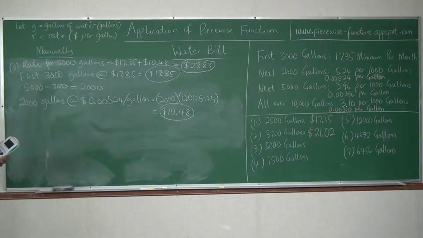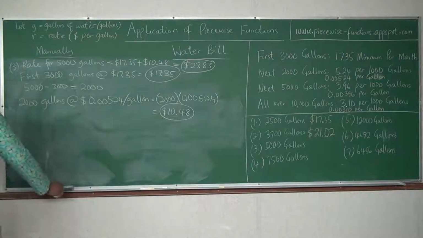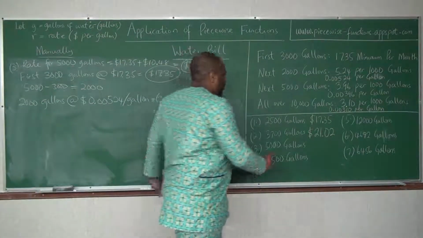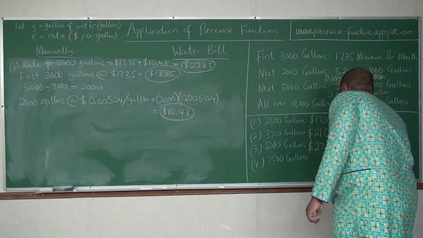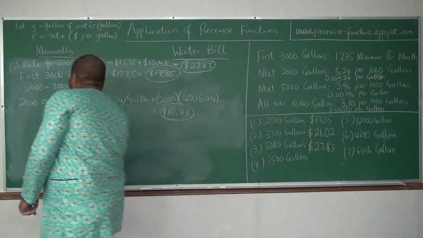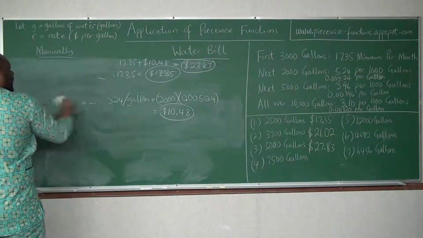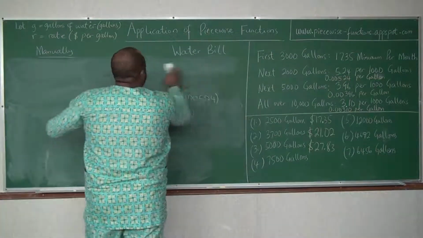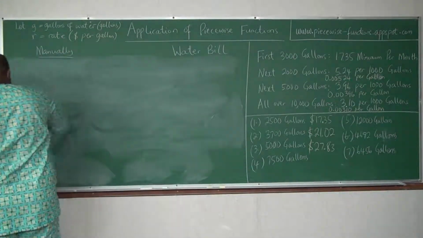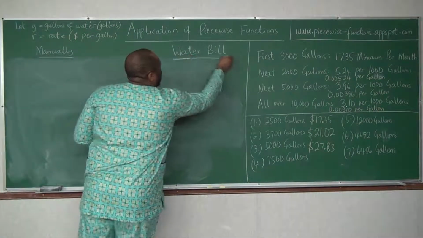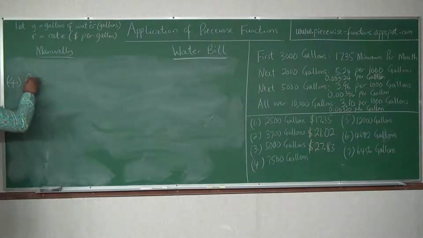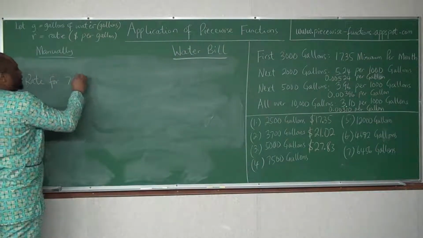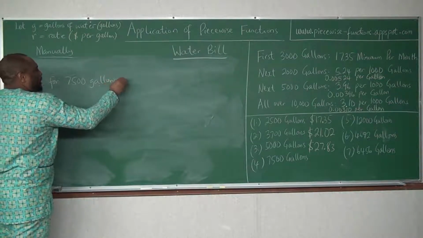Okay? Does that make sense so far? So we come here, we write it. $27.83. Now let me write this well so that I won't have to be writing the whole thing again. Number 4. Rate for 7,500 gallons. Okay, so we will have that.